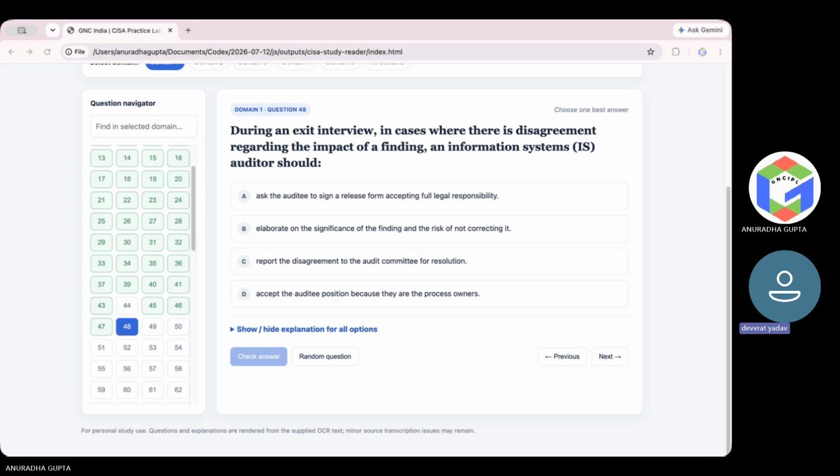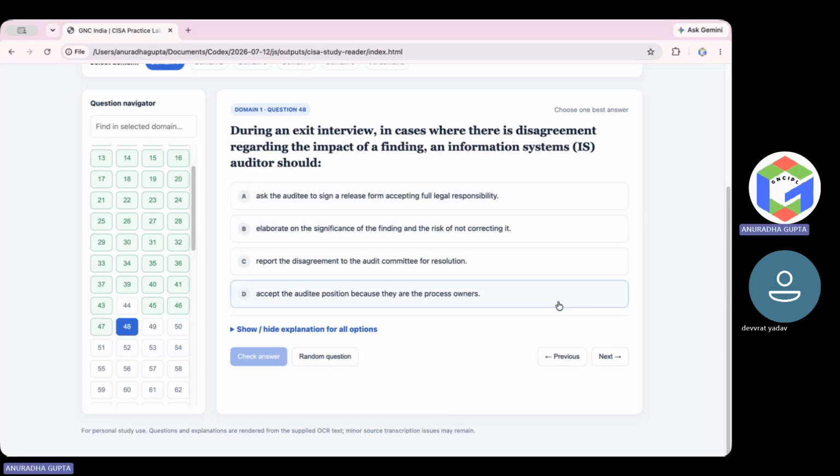Disagreement regarding the impact of the finding, related to signing a release form, etc. Could be better, something like 'we don't know', so that the other family members are not correcting it as a report. Report the disagreement to the issue and representing the process. B. Which one? B, second.